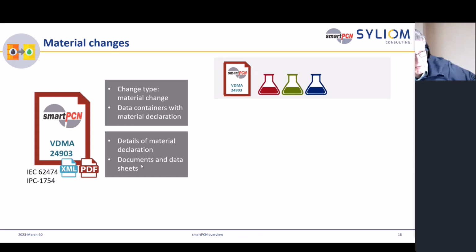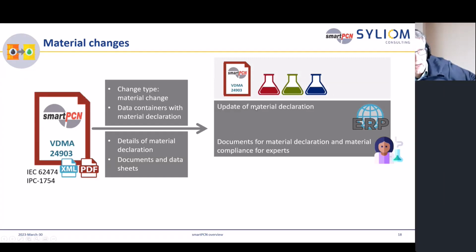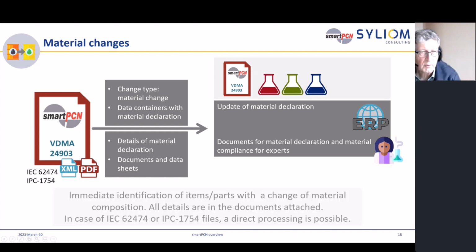All the details of a material declaration, documents, data sheets, and so on, can be provided as attachments within a smartPCN. And this data gives you much better insight and an automatic update of a material declaration within your IT systems. And this allows you also to create the documents for the material declaration and the material compliance for the experts. They can be reviewed within a company, and you can also find out, okay, is there a specific impact on the markets where you sell your products? And maybe are there further activities like registration at some agency and so on.